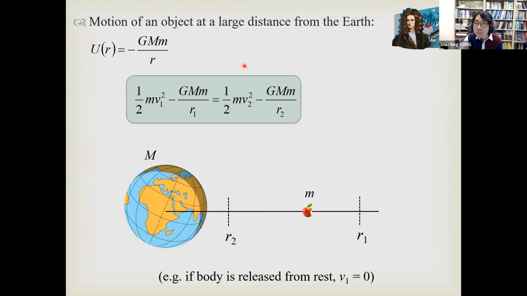And if you are talking about an object, say an apple, released at a large distance from the Earth's center, say from R1, and let it fall to R2, you just replace the potential energy function by minus GMm over R. So now on the left-hand side, you have minus GMm over R1, and on the right-hand side, you have minus GMm over R2.